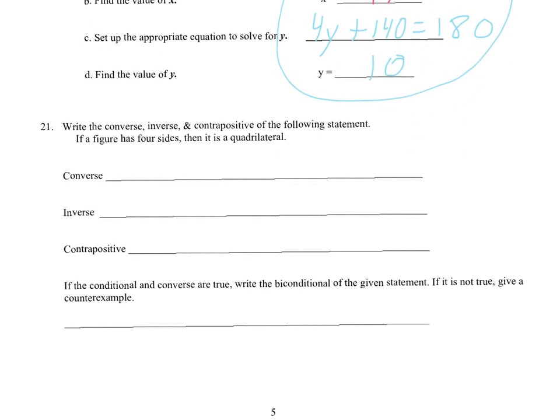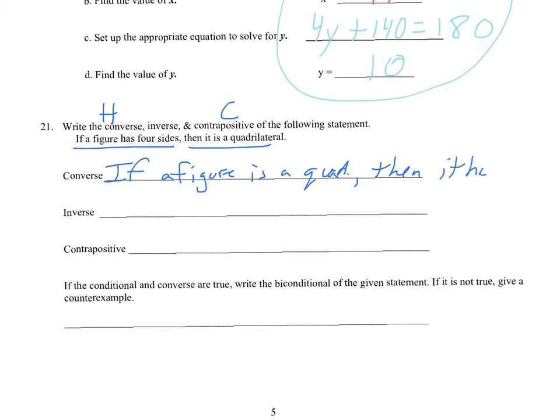Okay, number 21, write the converse, inverse, and contrapositive of the following statements. So here's my conditional statement. If a figure has 4 sides, then it is a quadrilateral. The converse is going to start with the conclusion first. So we're going to say, if a figure is a quadrilateral, then, again, this is where I go to the hypothesis here, it has 4 sides. The inverse is where we write it the exact same way, but we just put not in there.